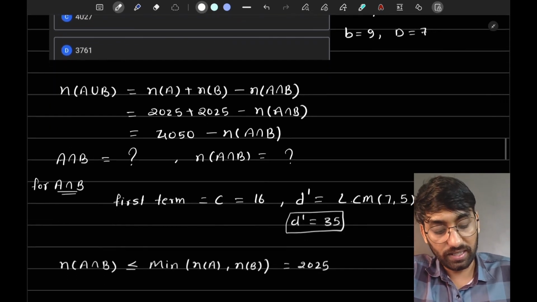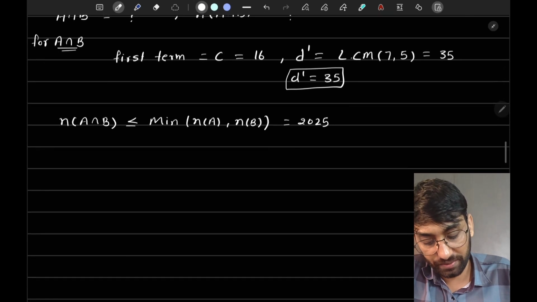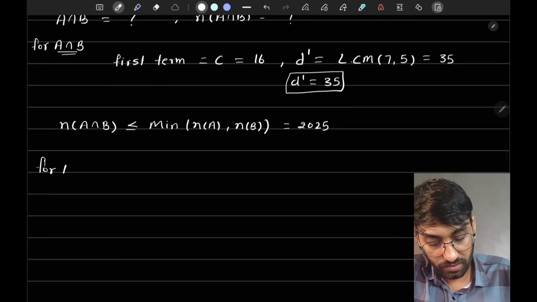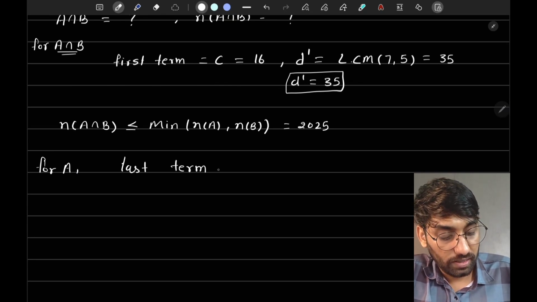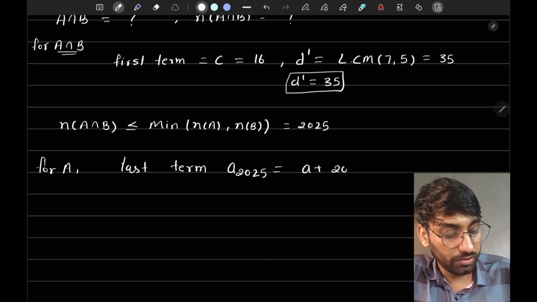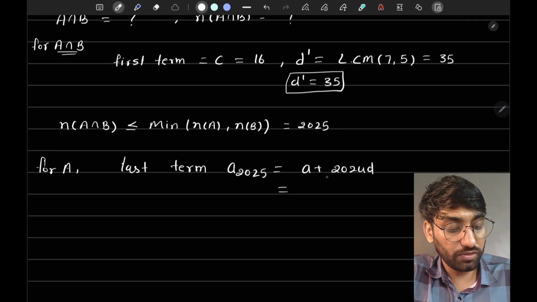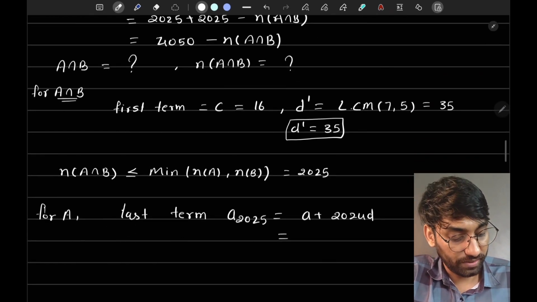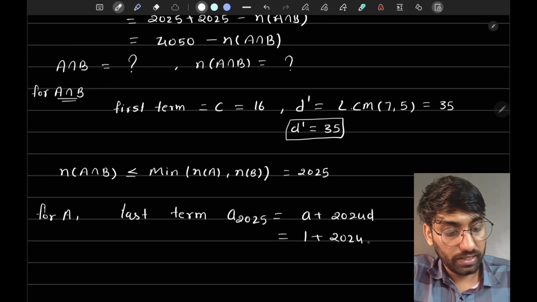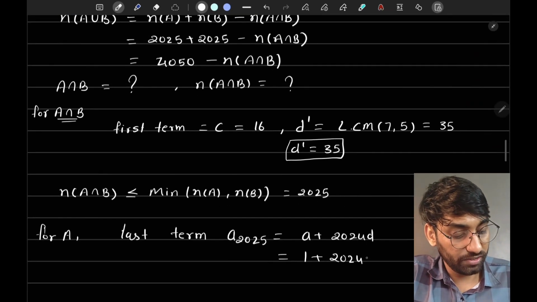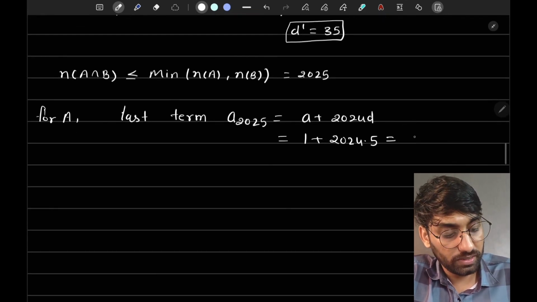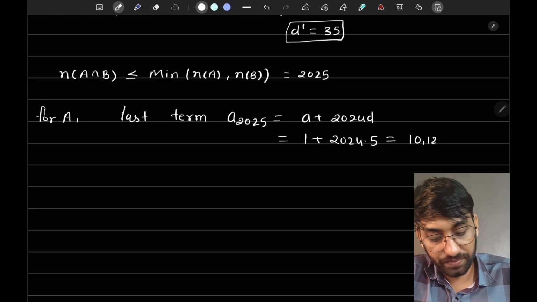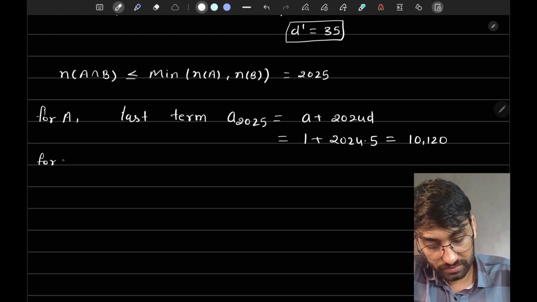So let's calculate A2025. It means the last term of A. So for A, the last term, A2025, I am asking. So that will become what? A plus 2024D. Correct? So the A value is 1 plus 2024, the D value is 5. So in total, this value will become 10,120.